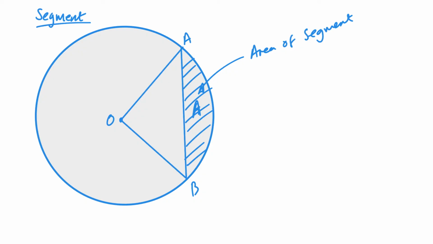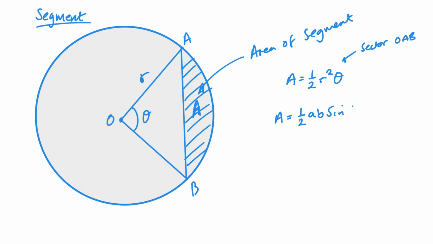Now, how do we go about working it out? Well, we know how to work out the area of a sector, and we actually know how to work out the area of this triangle. If you remember back, let me just put down the area of the sector is 1/2 r squared theta. So this is the sector OAB. Now the area of a triangle, if you remember, is 1/2 ab sine C.